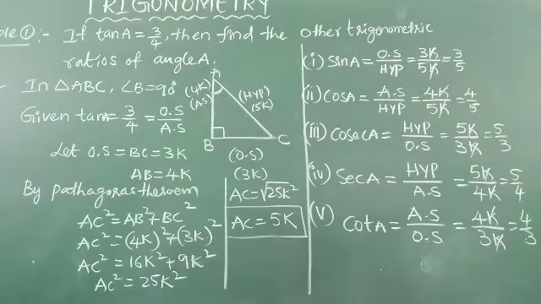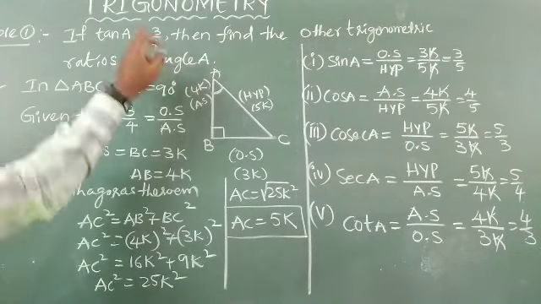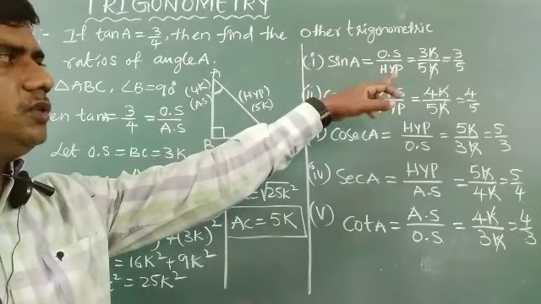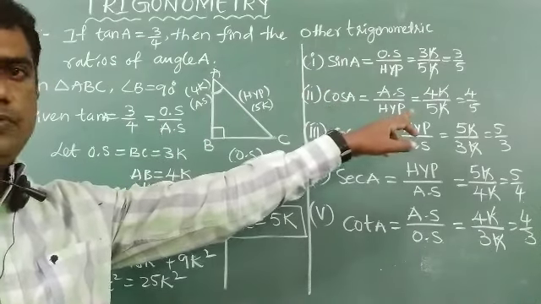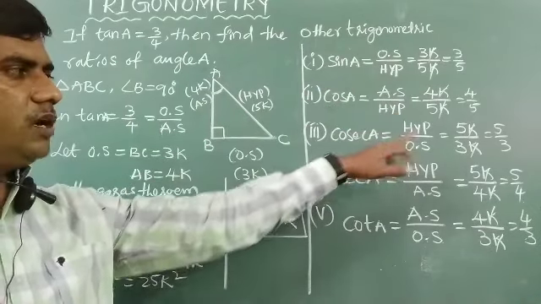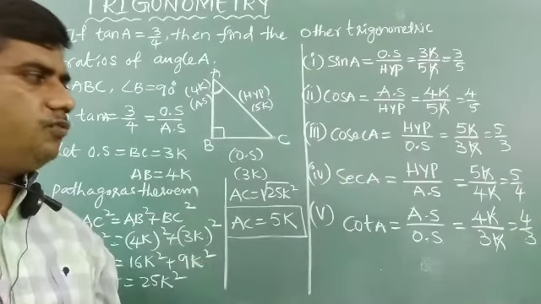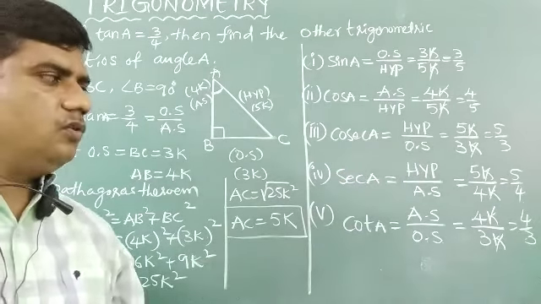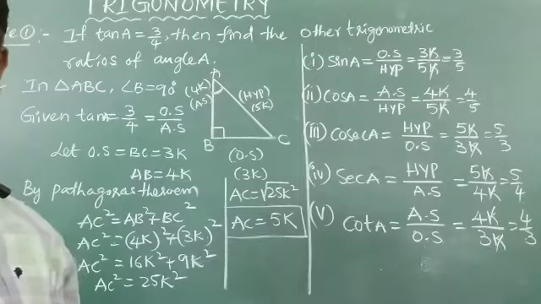So these are the remaining trigonometric ratio values. When tan A equals 3 by 4, then sin A equals 3 by 5, cos A equals 4 by 5, cosec A value is 5 by 3, sec A value is 5 by 4, and cot A value is 4 by 3.